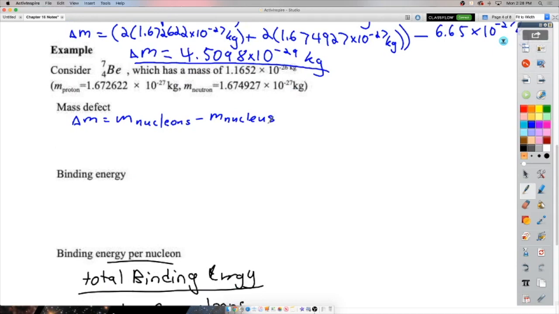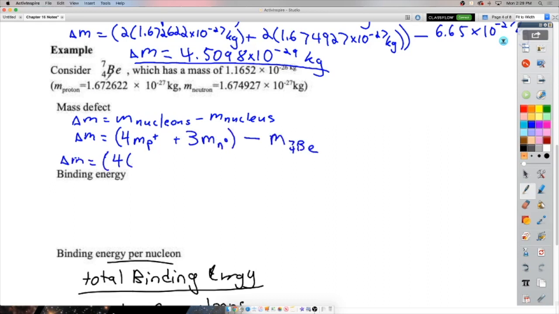Okay, and so the only real trick here is figuring out how many nucleons there are. So there are 7 total nucleons, 4 of them are protons. So that means there are 4 protons. And how many neutrons are there? Well, if there's 7 nucleons total, protons and neutrons, and there's 4 protons, that means there must be 3 neutrons.